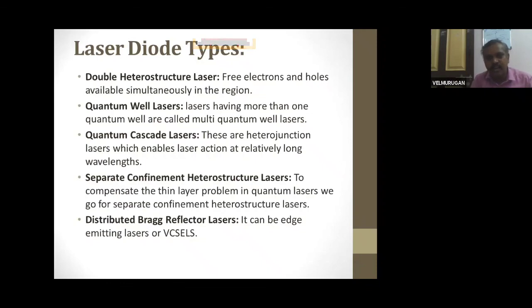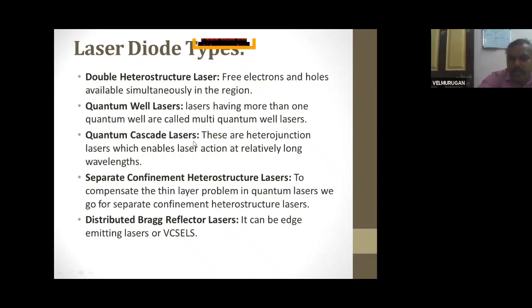So free electrons and holes are available simultaneously in the region. Next is the quantum well laser. Double heterostructure has free electrons and holes available simultaneously in the region. A quantum laser having more than one quantum well is called a multi-quantum well laser.